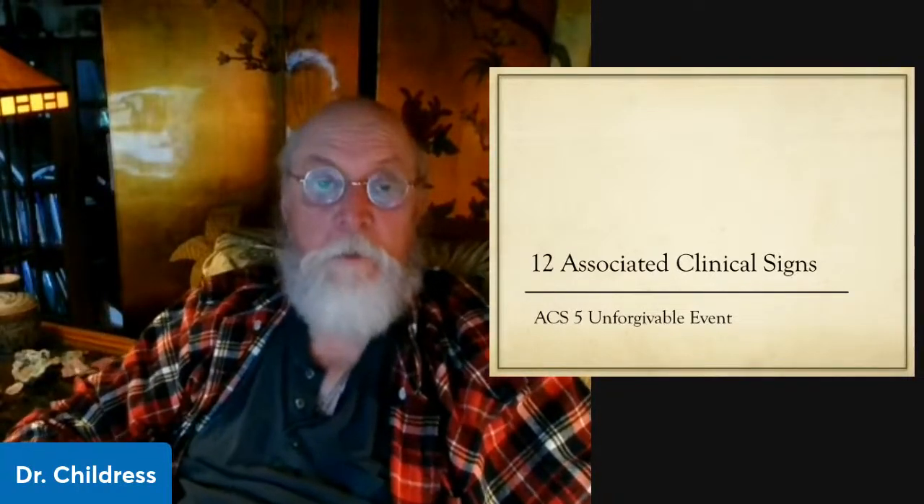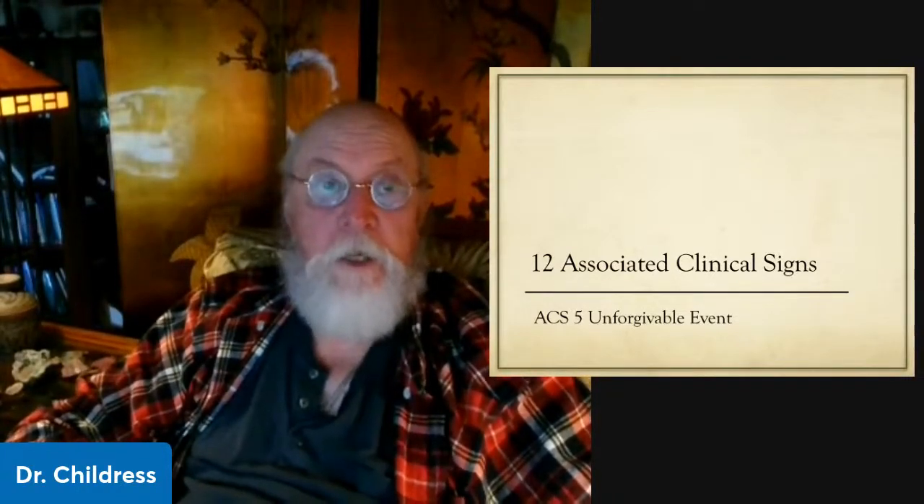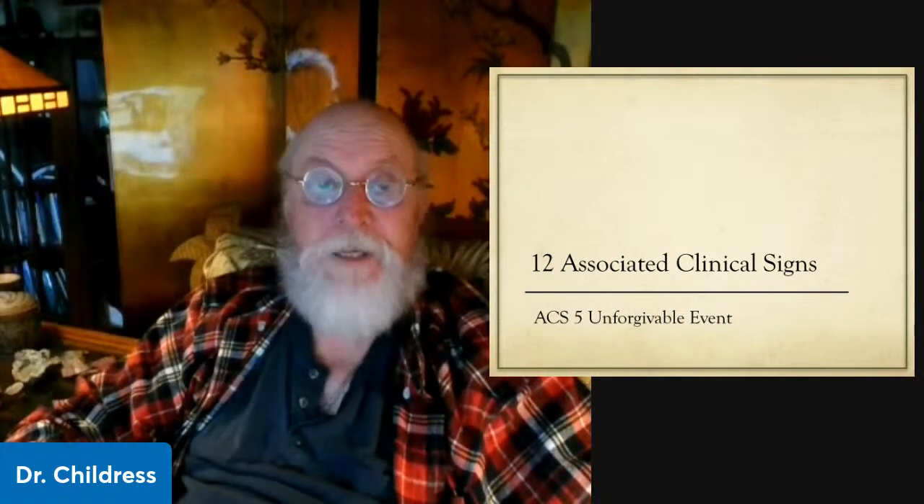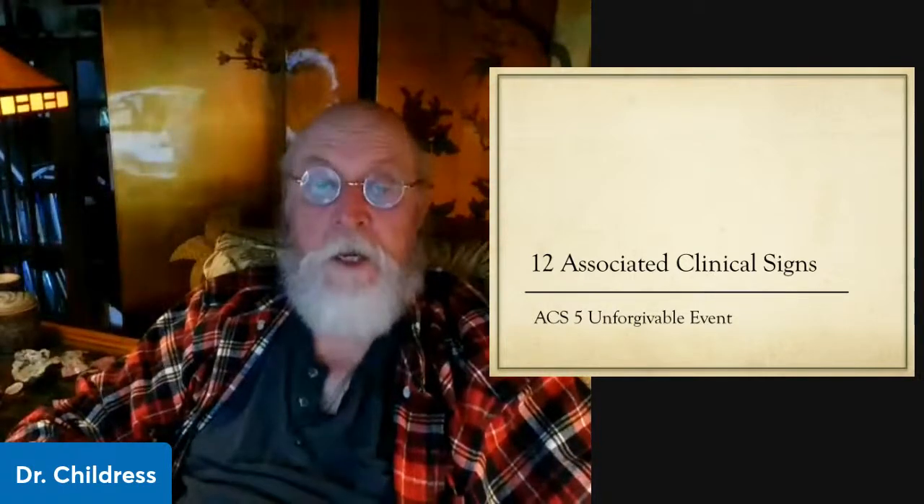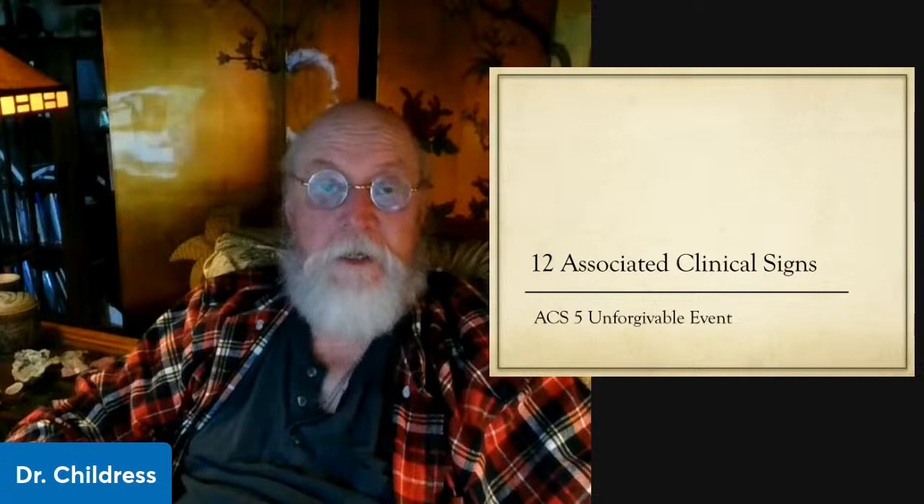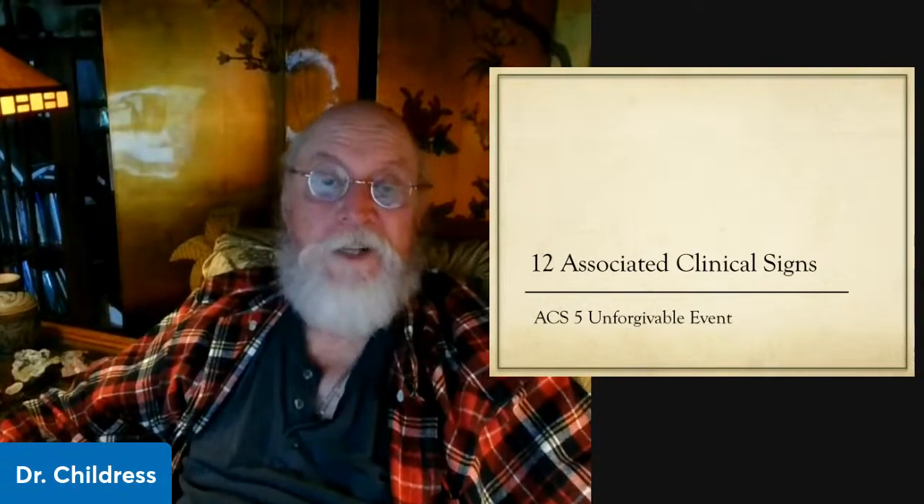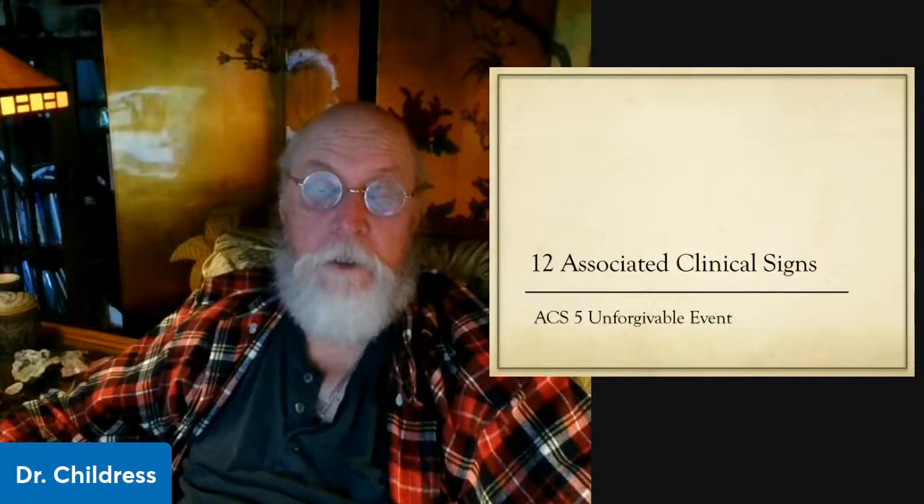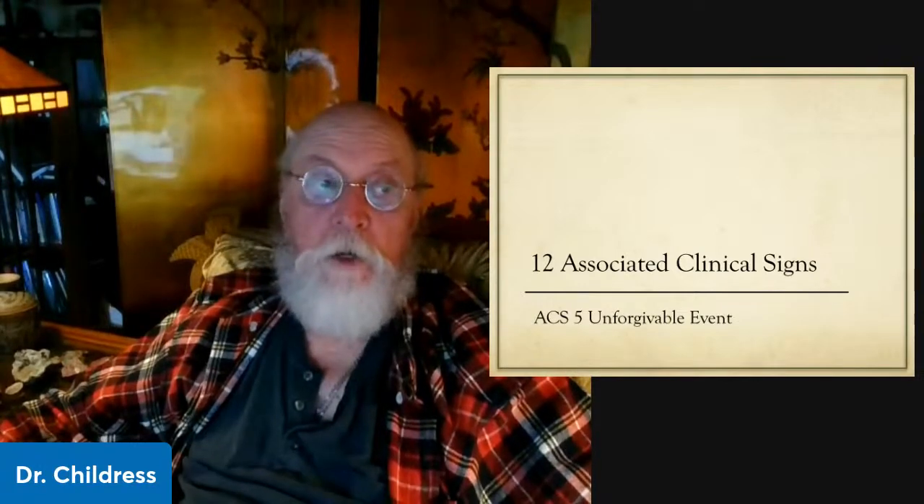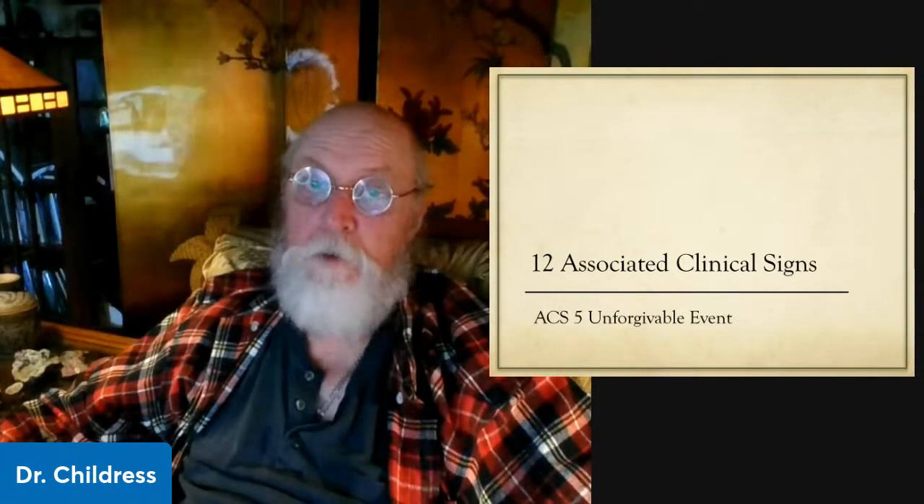Well, hello and welcome to my fireside chat on the 12 associated clinical signs of the pathology in the family courts. We're up to ACS 5, the unforgivable event. And this is a highly characteristic symptom feature of the pathology. You're going to run into this almost all the time.